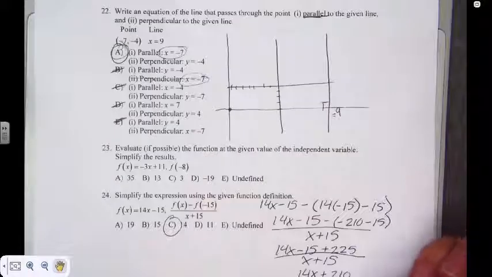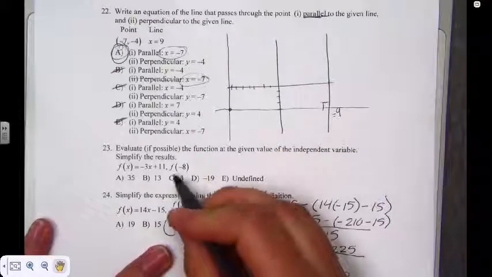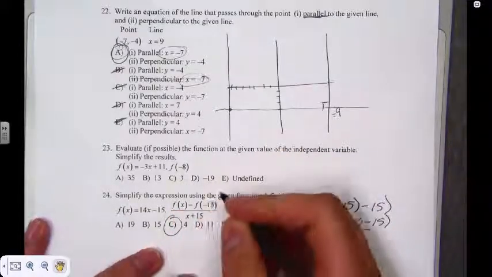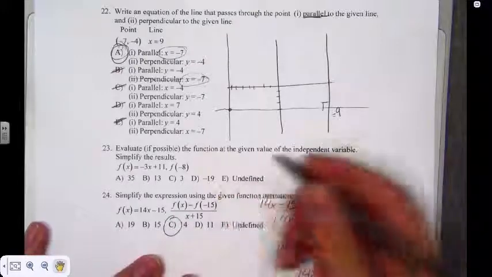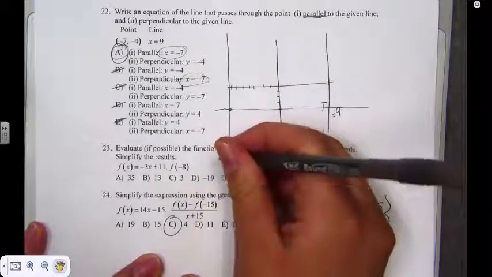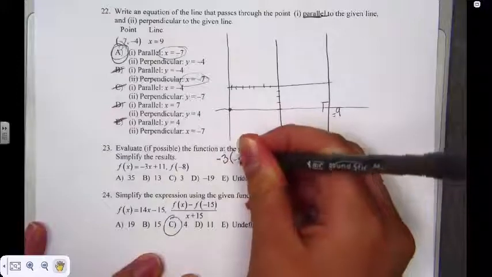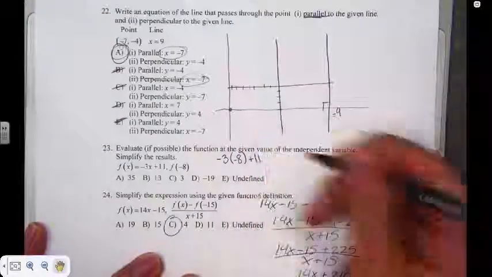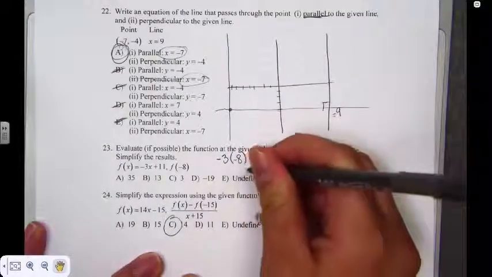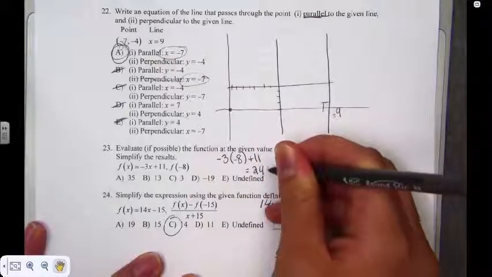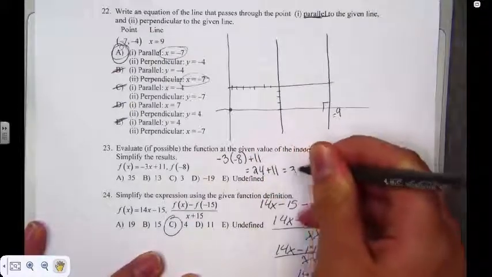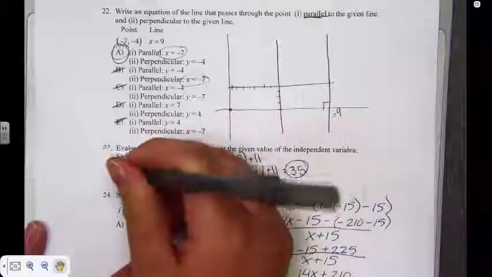Alright, so for 23 we have this simple function, and it tells us to do f of negative 8. All f of negative 8 means is to plug in negative 8 to x. So we have negative 3 times negative 8 plus 11. And negative 3 times negative 8 is 24, and then plus 11, which equals 35, which is a.